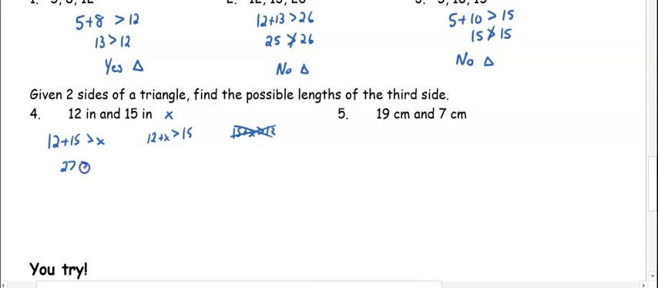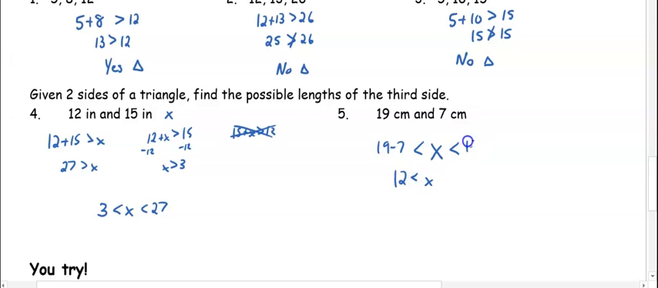So we have 27 is greater than x. To solve for x in the second one, we subtract 12, so x is greater than 3. So that means that x has to be between 3 and 27. The shortcut to get these numbers on is we subtract to get the first number and we add to get the second number. So in number 5, if we have the sides of 19 and 7, we can do 19 minus 7, which will get us 12, and 19 plus 7, which will get us 26.